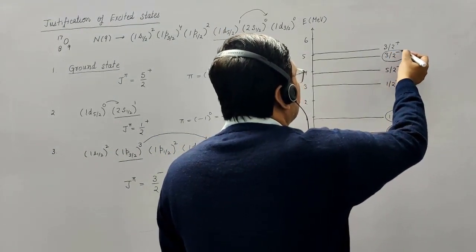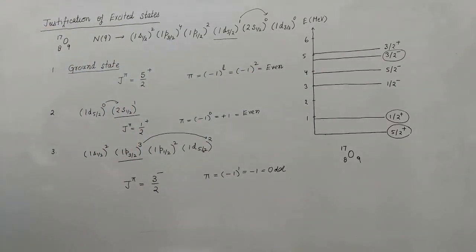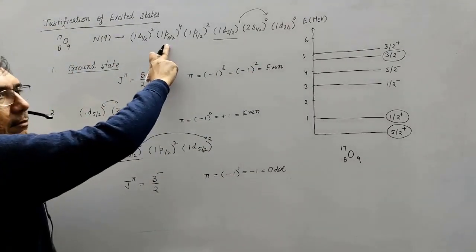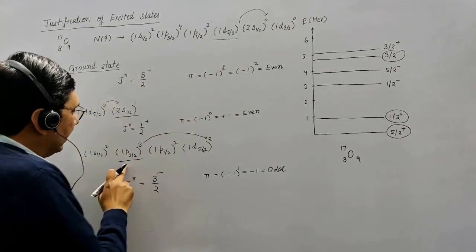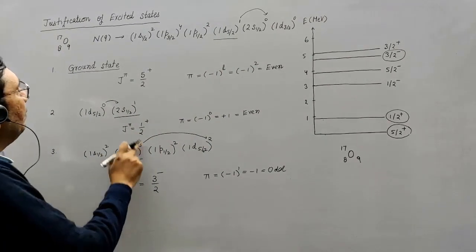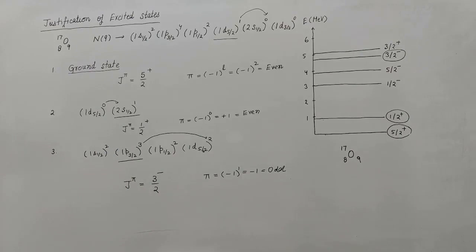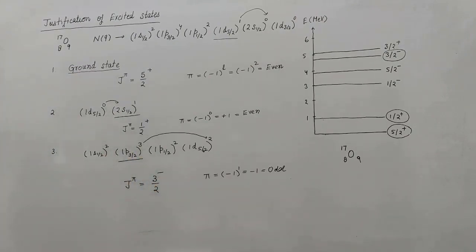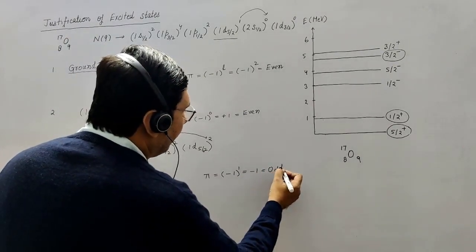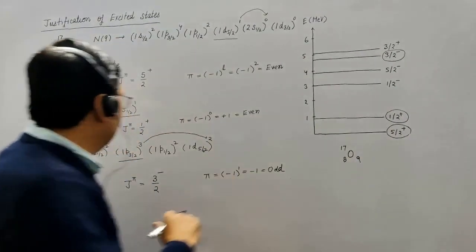Its existence lies in the fact that if one of the neutrons from 1p 3/2 jumps to 1d 5/2, then the unpaired neutron will be here, and as a result we find the next excited state, 3/2 minus. So in this way, we can explain the excited state 3/2 minus. This is odd parity, so you have obtained this 3/2 minus.